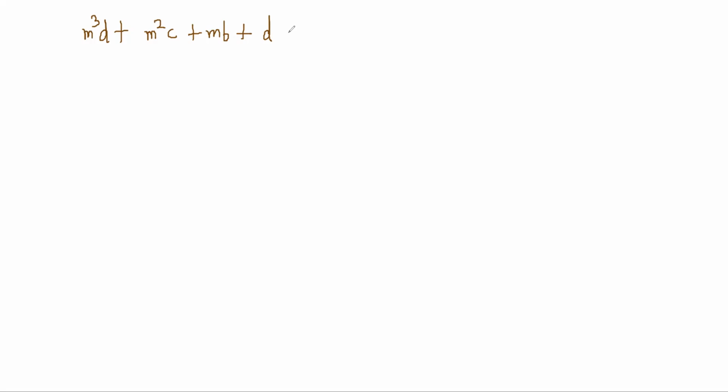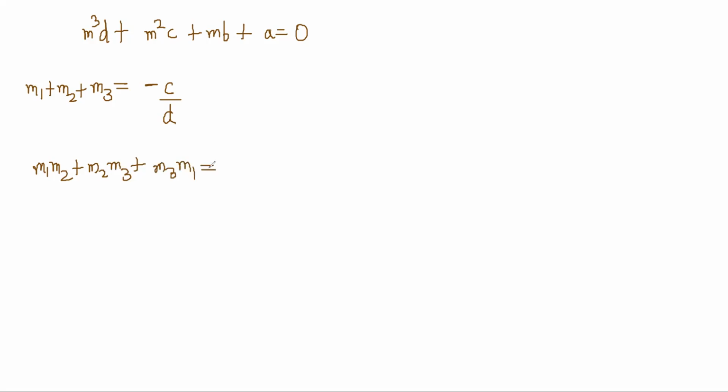Correct? Plus a, right? A is equal to 0. Then what results do I have? I have m1 plus m2 plus m3 is equal to minus c by d. m1 m2 plus m2 m3 plus m3 m1 is equal to b by d. And m1 m2 m3 is equal to minus a by d, right?